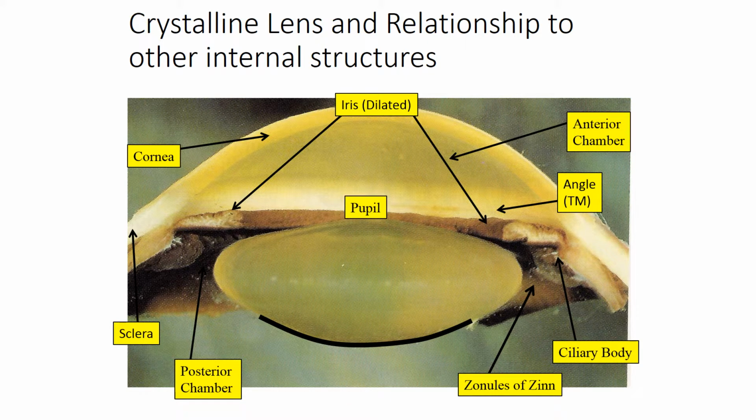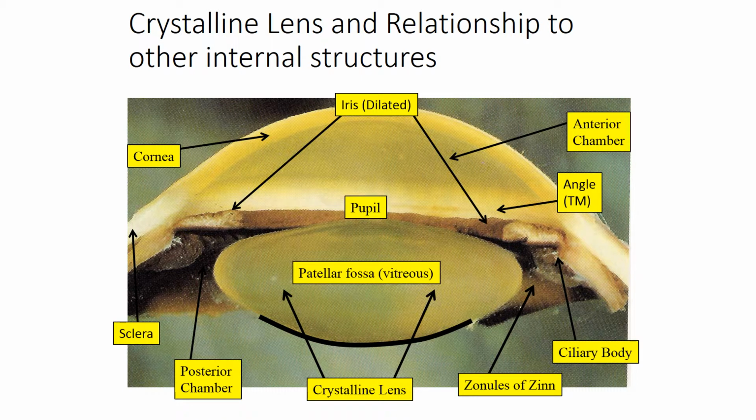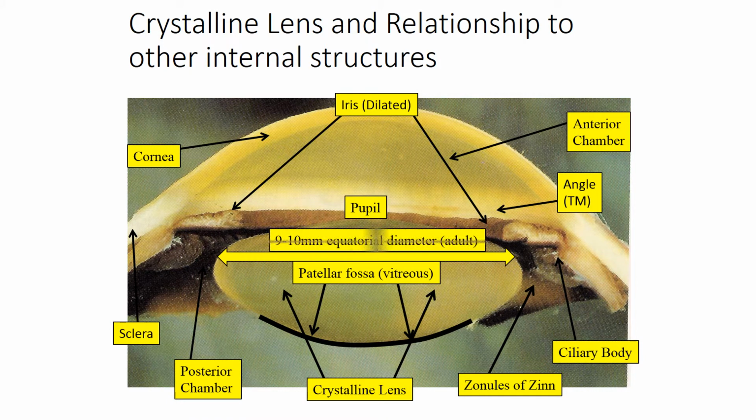Here we have the pupil, which is the dark black center where the light is funneled in, going through the crystal lens and focusing on the retina at the back of the eye. And here is the crystal lens, and that's where it's situated in relationship to other internal structures. The patellar fossa is a little indentation in the vitreous, which is posterior, just behind the crystal lens, and that is where the crystal lens sits in the very back. This crystal lens is about 9 to 10 millimeters in diameter in the adult.